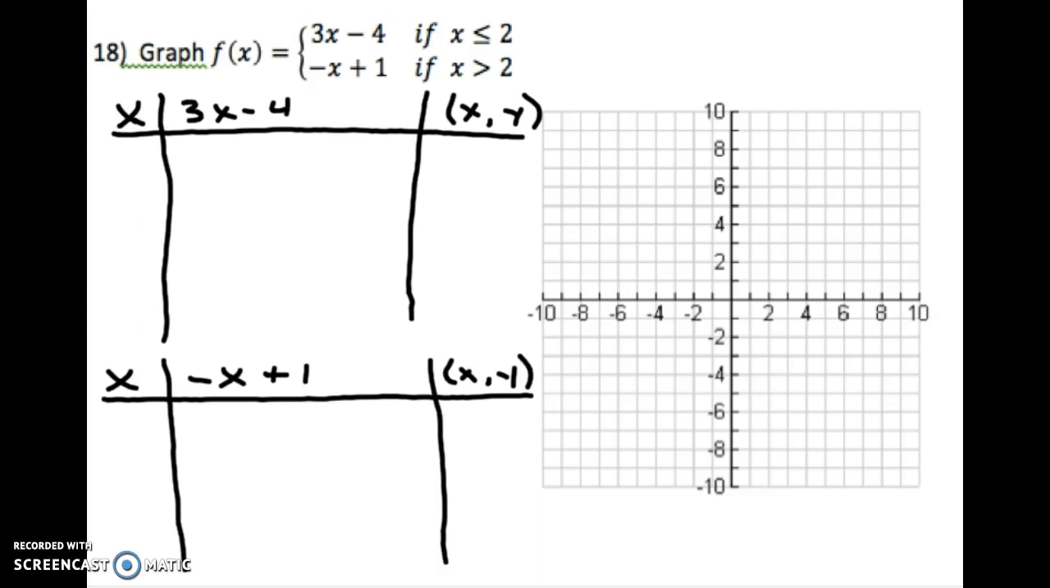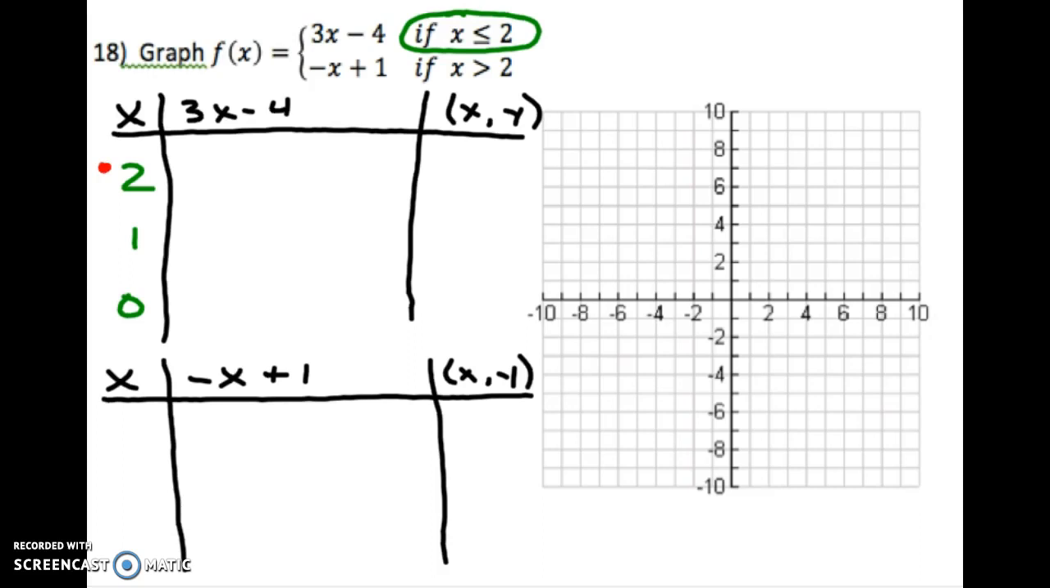As far as the numbers, the x's we're going to put in, that will depend on this if part. So for the first one, the 3x minus 4, we want to use 2, and we want to use numbers to the left of 2, less than or equal to 2. So to the left of 2 on the number line, we'd have numbers like 1 and 0. And we may want to note at this point, since this equation has the equal to, because it's less than or equal to, this one's going to get the closed circle.